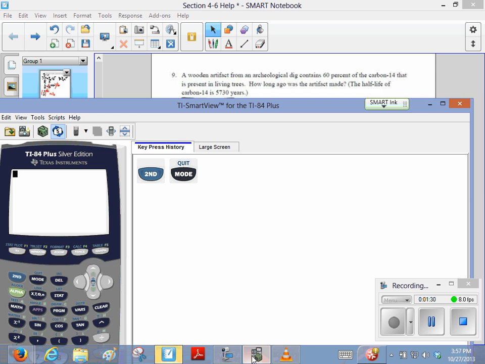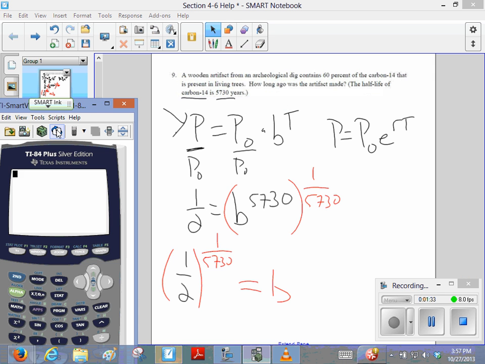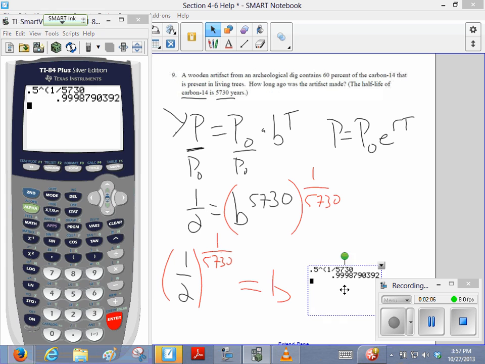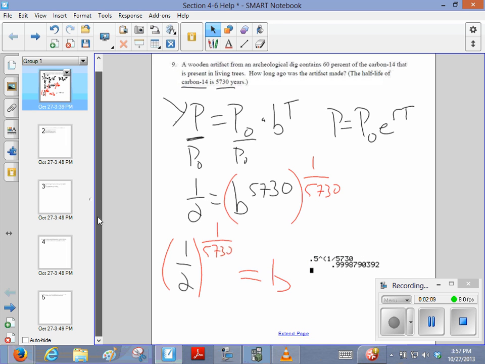Okay, so I'll get my calculator here. I'm going to put my microphone back in. So I'm going to raise 1/2 to the, and I've got to make sure I use parentheses, 1 divided by 5730. Did I get that typed in correctly? So that's the base.